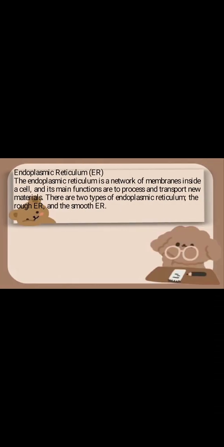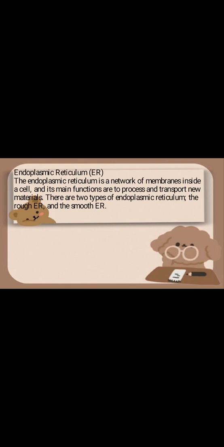Next is the endoplasmic reticulum. The endoplasmic reticulum is a network of membranes inside the cell, and its main functions are to process and transport new materials. There are two types of endoplasmic reticulum. First is the rough endoplasmic reticulum and the smooth endoplasmic reticulum.